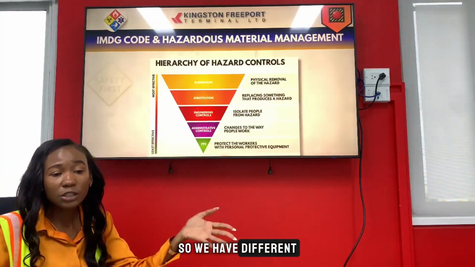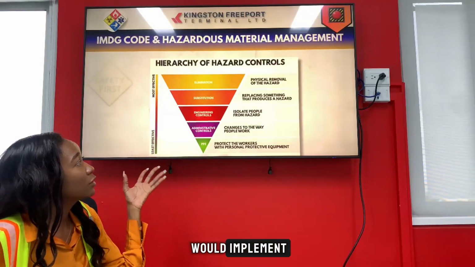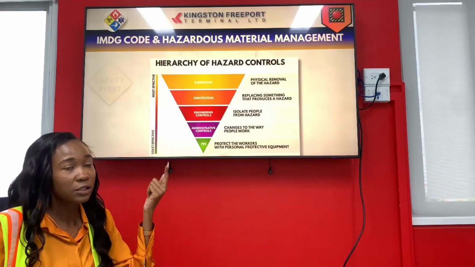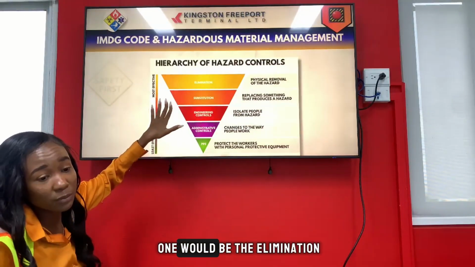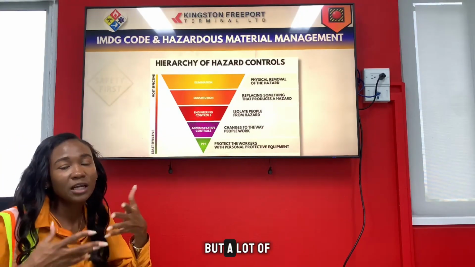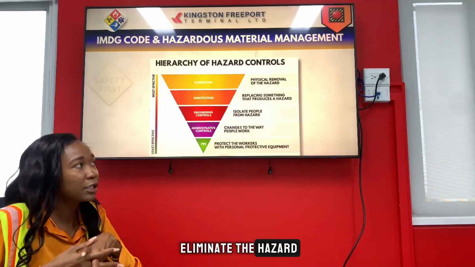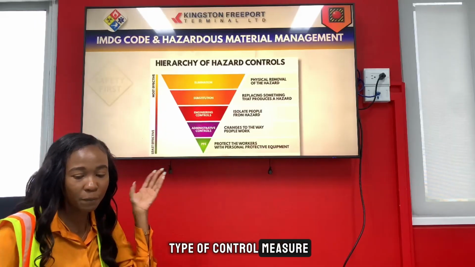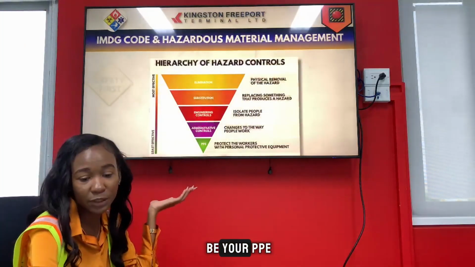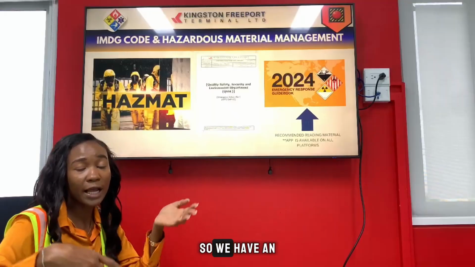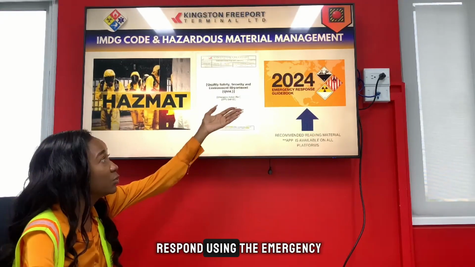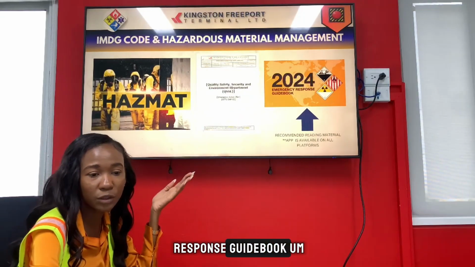We have different control measures that we would implement based on the type of hazard that you're working with. The most effective one would be elimination, but a lot of times you're unable to eliminate the hazard, so you might need to administer a different type of control measure. The least effective would be your PPE. We also have an emergency response team, and in the event of an emergency, they are able to respond using the emergency response guidebook.